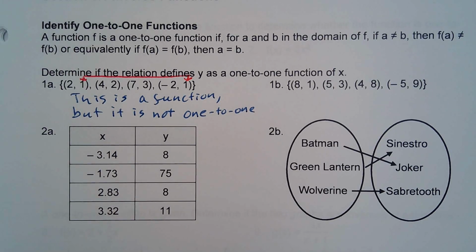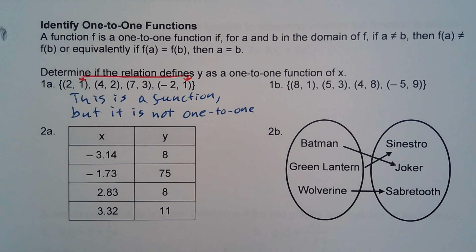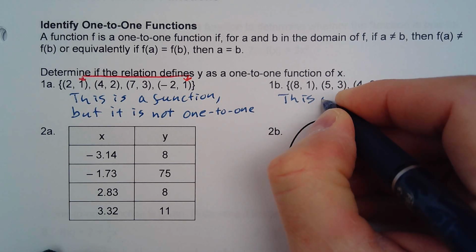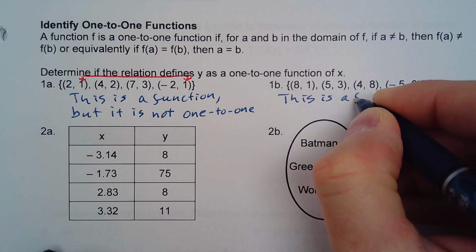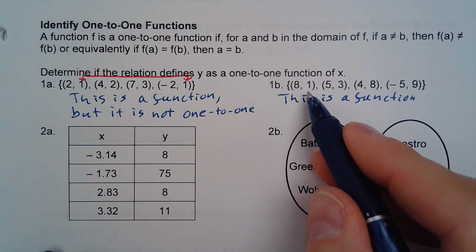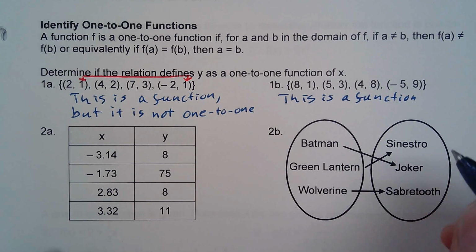All right, let's take a look at this next one. So (8, 5), (4, -5). So yeah, this is a function. And then we have to check to see if it's one-to-one. We've got 1, 3, 8, and 9 for my y values. They're all different, so it is one-to-one.